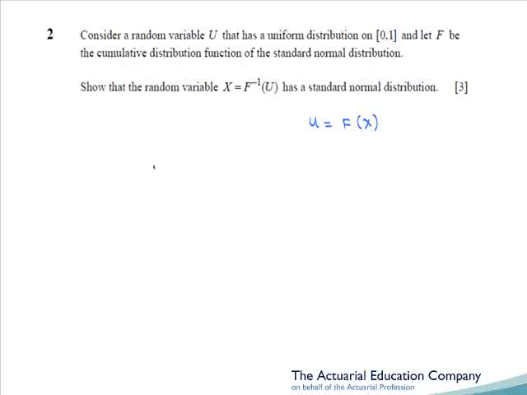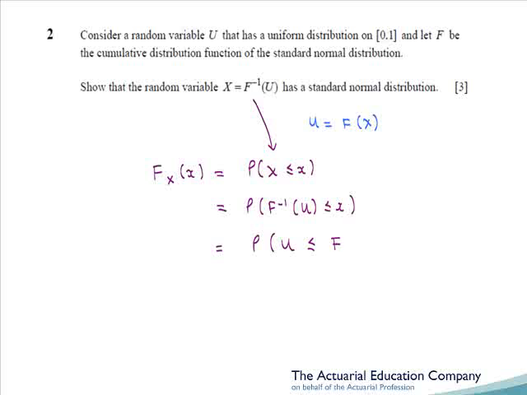In that, you would consider the distribution function of x, which is equal to the probability that x is less than or equal to little x. Now we will substitute in our x here, and then by inverting both sides of this, we get U is less than or equal to the distribution function of x. Now given that U is from a uniform distribution, we can work out this probability. And in fact, it turns out to just be F of x. So what we're saying is the distribution function of this random variable x is equal to the distribution function of a standard normal. Therefore, x must have a standard normal distribution.